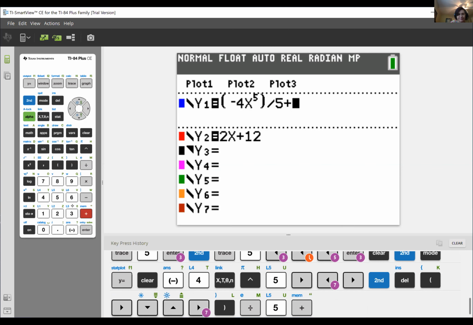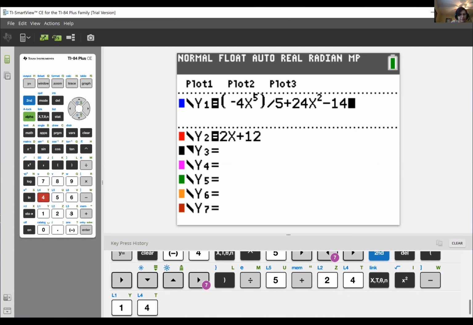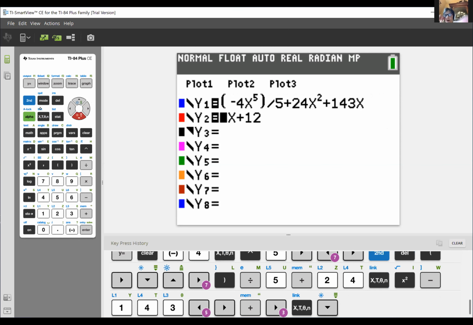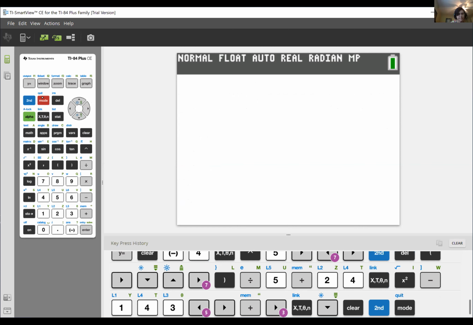Plus 24x squared. Okay. Plus 143. Oh, sorry. Plus 143x. Okay. Now, if you'll erase y sub 2. Okay. All right, now go back, get out of that and go back to your home screen. All right, let's type in our upper limit, which is 2.90.